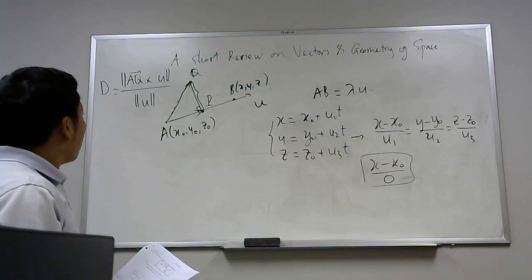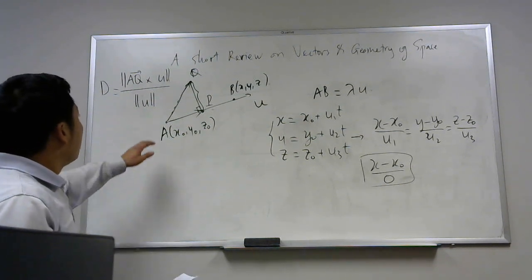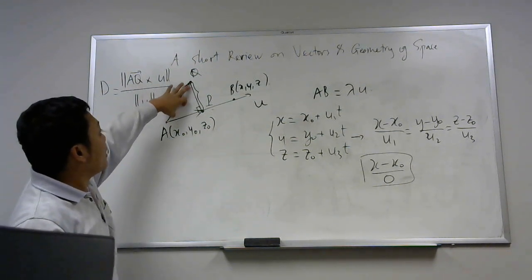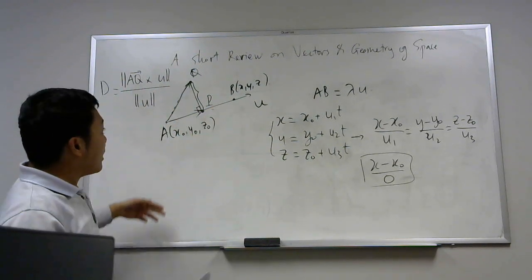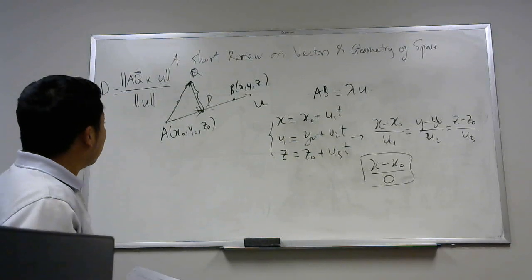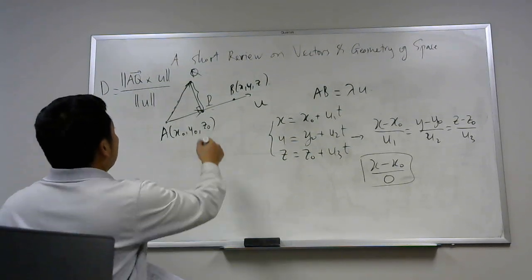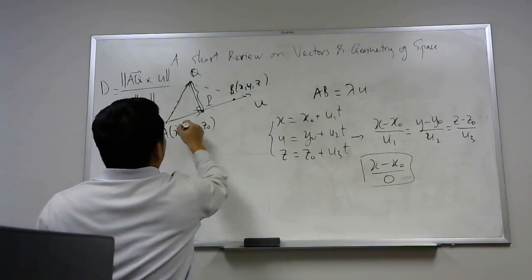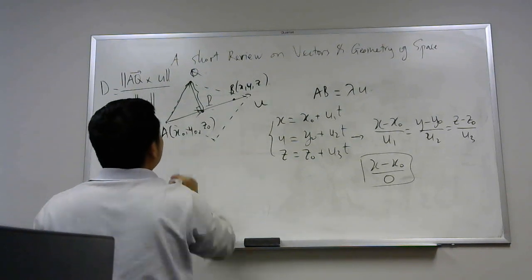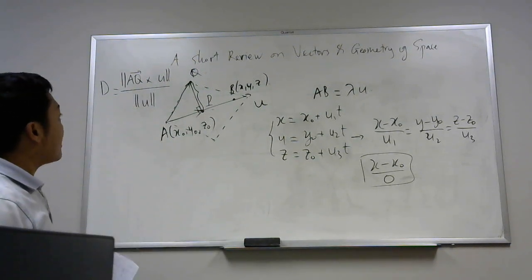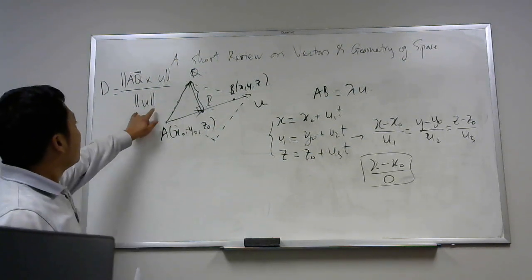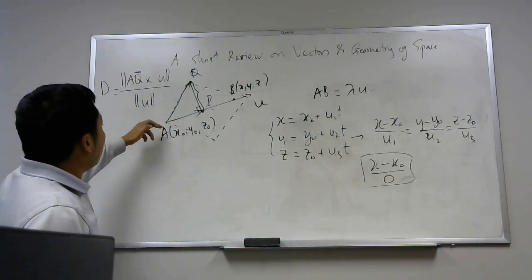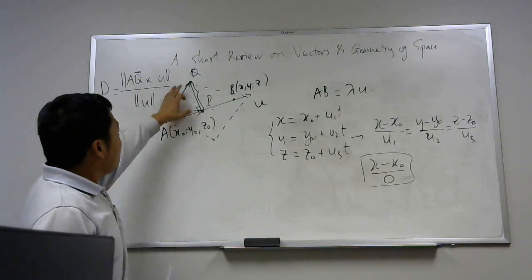Because the cross product of AQ with u is what? That is the area of the base, something like this, the area of this parallelogram. So you take it, and then you divide by the norm of u. Basically, u is this. You divide by u, you get this distance.